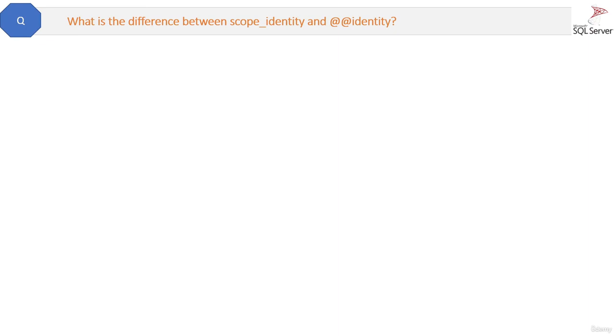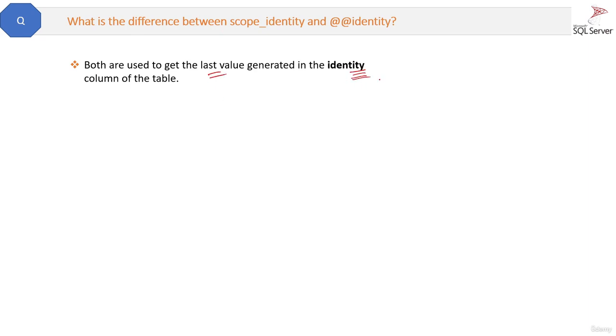What is the difference between SCOPE_IDENTITY and @@IDENTITY? Before the differences, let's see the similarity first. Both are used to get the last value generated in the identity column of a table. We have the identity column, most of the time it is the primary key, right? Both SCOPE_IDENTITY and @@IDENTITY can be used inside a stored procedure to get the identity value which has been increased.